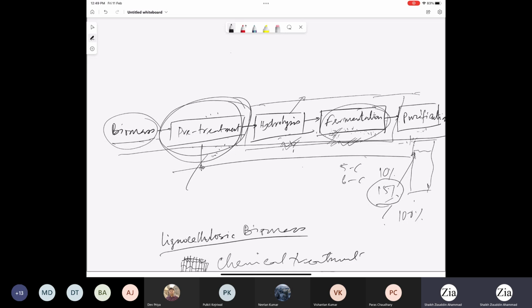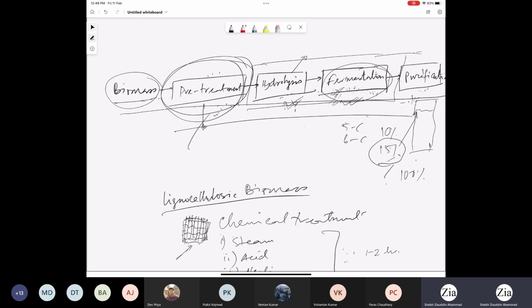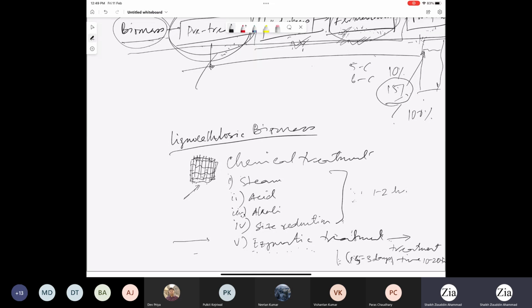If you see the comparison of the cost of ethanol production when you use different options like steam, acid, alkali, size reduction, or even after steam, superheated steam as well as hot water. Even after steam, you can have another option called hot water treatment. When you use this kind of system, you can have a cost comparison.